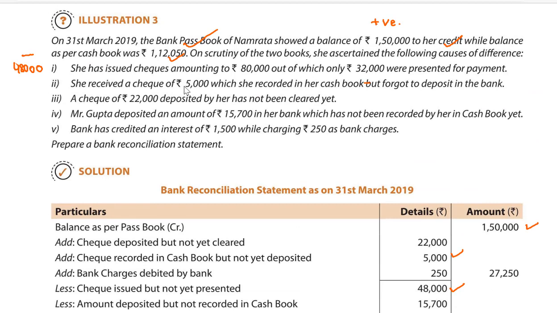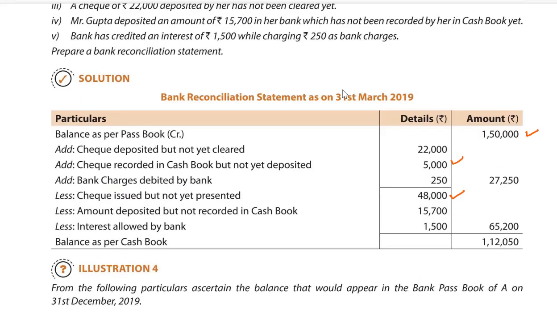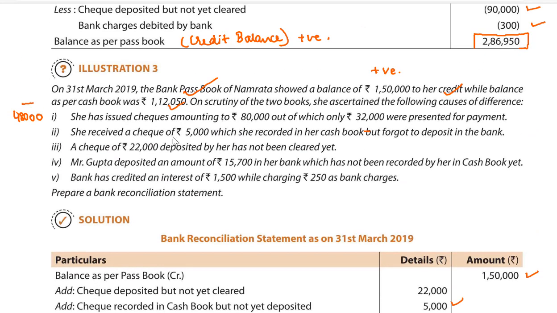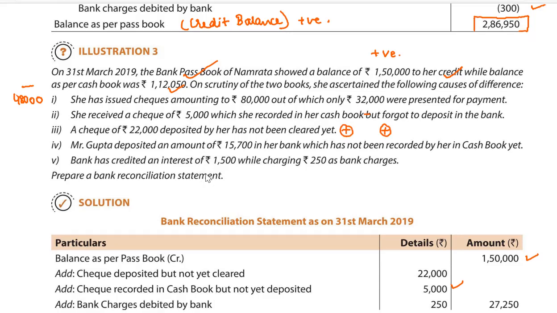Let's see the third one, 5,000. We have already done it. That check received. She received a check of 5,000 and she recorded it in the cash book. So it is plus in the cash book. In the passbook also we need to do plus. That we have done over here. Third, a check of 22,000 deposited by her has not been cleared yet. She has deposited, so in the cash book she has done plus. In the passbook also she needs to do plus 22,000.